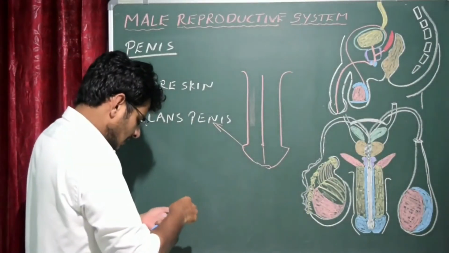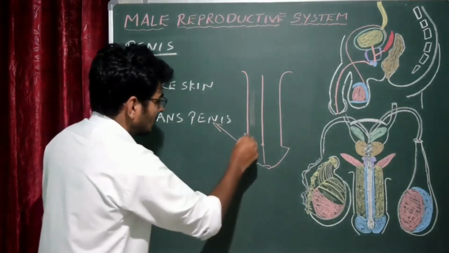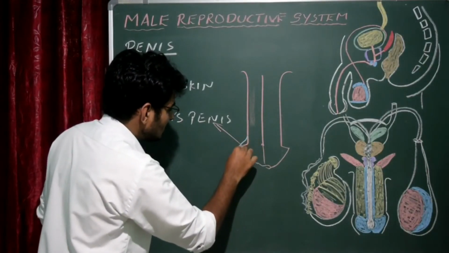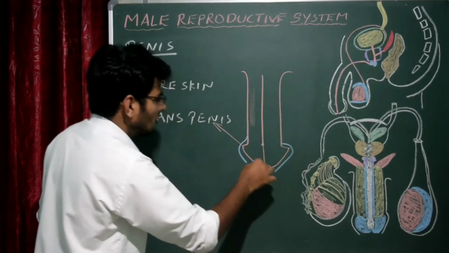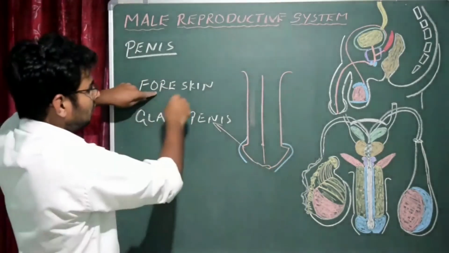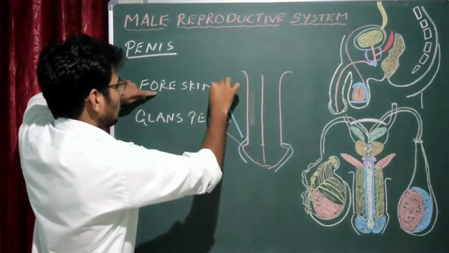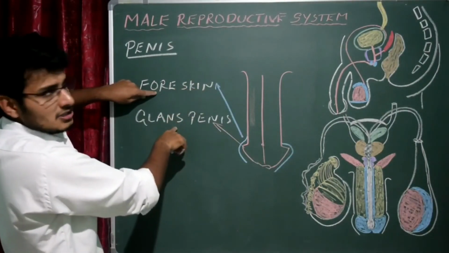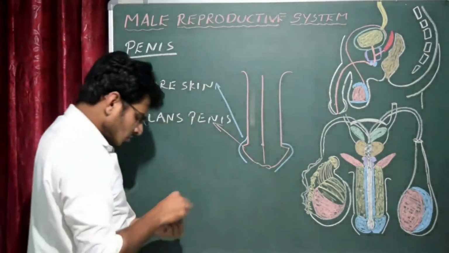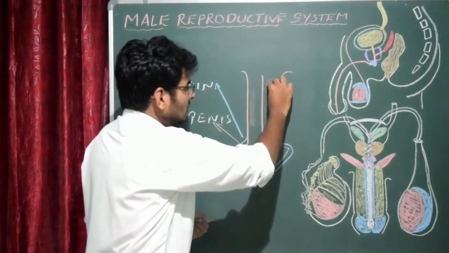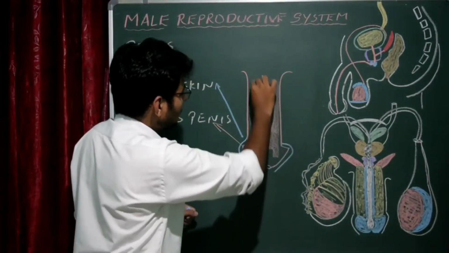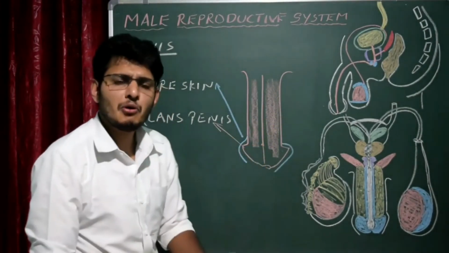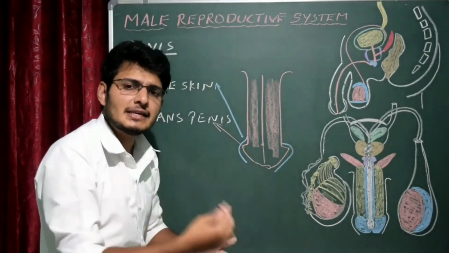Okay, and then I'm using another color, and this glans penis is covered by a skin, which covers the glans penis, called the foreskin. Okay, that means the foreskin protects the glans penis. Okay, then one more thing is, for sexual intercourse, maintaining the erect posture of the penis is very important. It's very important for sexual intercourse, for the insemination process.